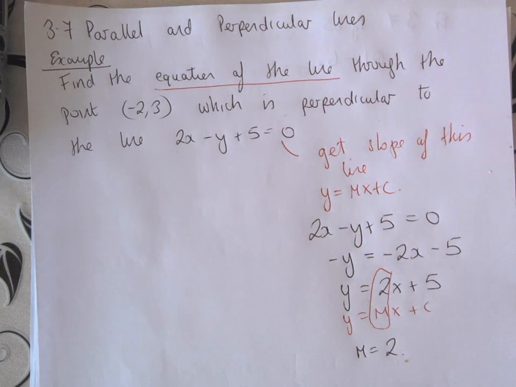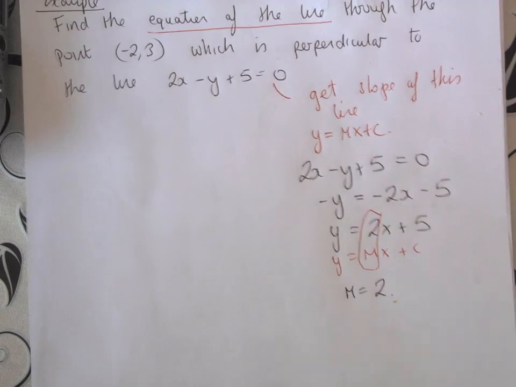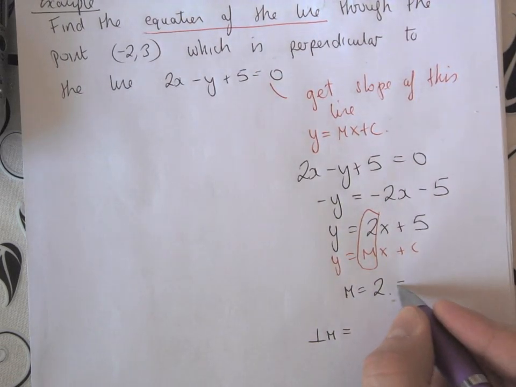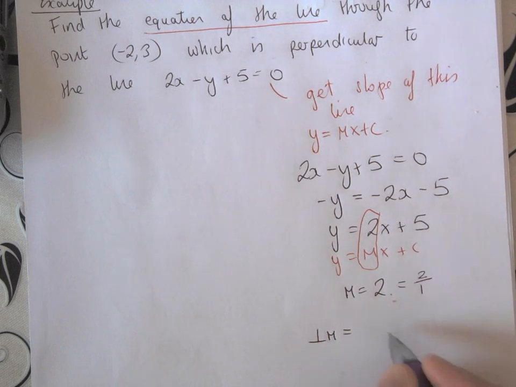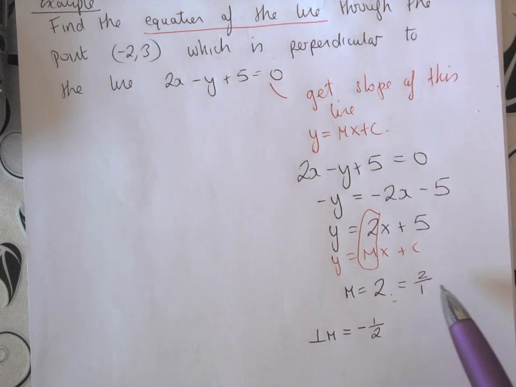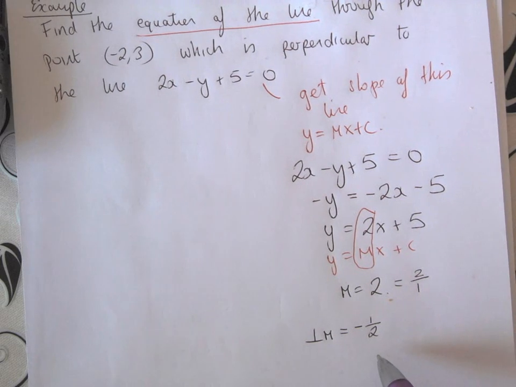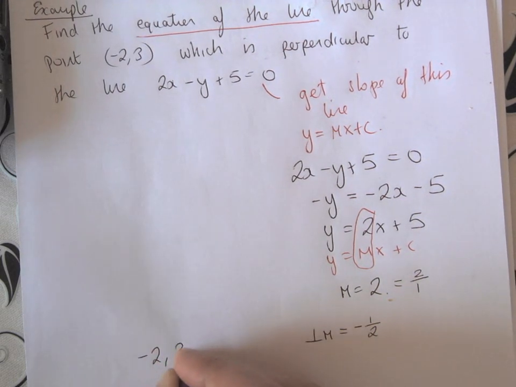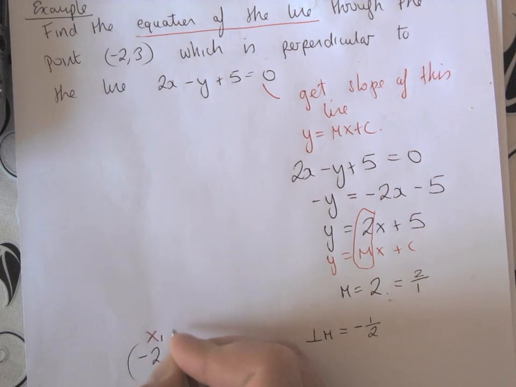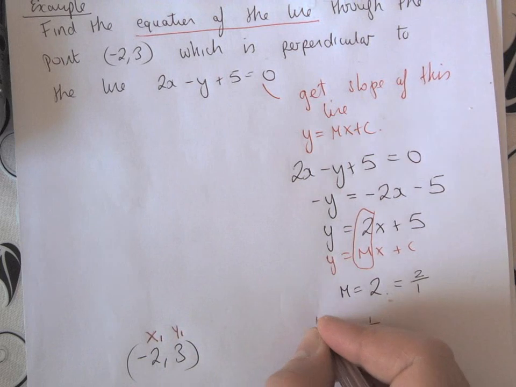We want the slope that's perpendicular to that line. So the perpendicular slope is, 2 written as a fraction is 2 over 1. So when you flip it, it becomes a half. And perpendicular slope, we change the sign as well. Alright? So you flip the number and you change the sign. So my slope for my equation of my line is minus a half. And (-2, 3) is on the line. So that's my x1, y1. And this is my m.